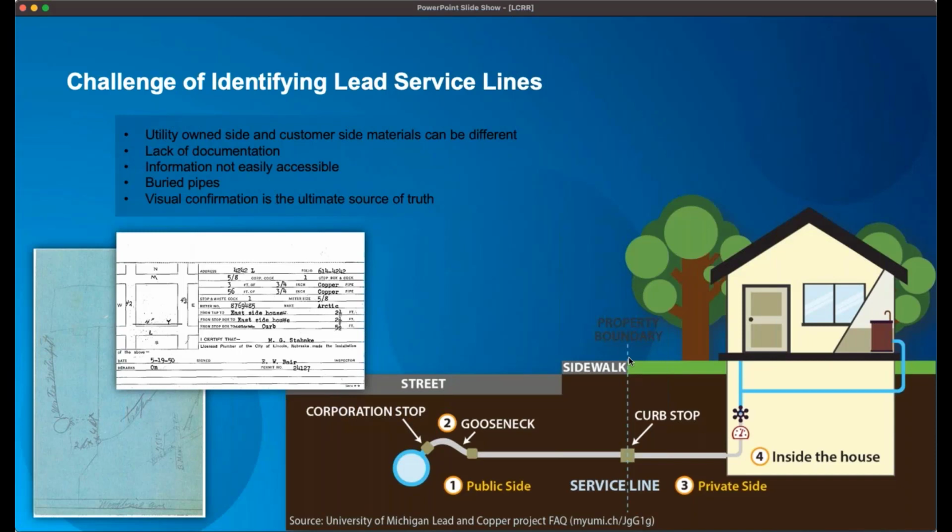Of course, we're dealing with buried pipes, so you can't easily put eyes on these pipes to understand what the material is, and really visual confirmation is the ultimate source of truth. That may require you to mobilize staff out into the field to open curb stop boxes, or go into meter pits, or sometimes enter somebody's house to be able to visually confirm the materials.